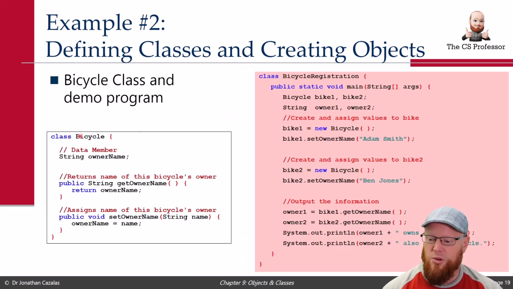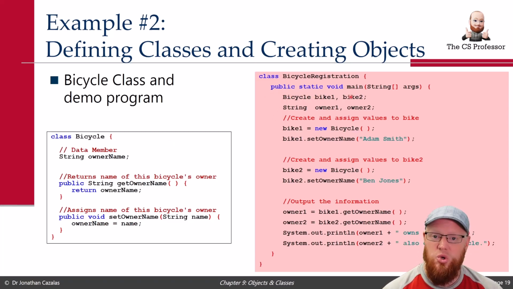So here's the code. We have our bicycle class, we have our single data member ownerName, and then we have two methods. getOwnerName simply returns ownerName, which is a string. And then we have setOwnerName, which receives name as a parameter, a string, and it assigns that string into the data member ownerName. So with that now said, let's look at this example.